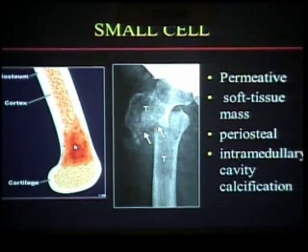The small cell type of osteosarcoma is very similar to Ewing. I like to remember this one. You have a permeative pattern. You may have a soft tissue mass. You may have periosteal reaction. You don't have bone formation in this type of tumor.